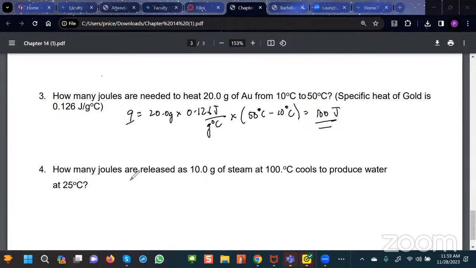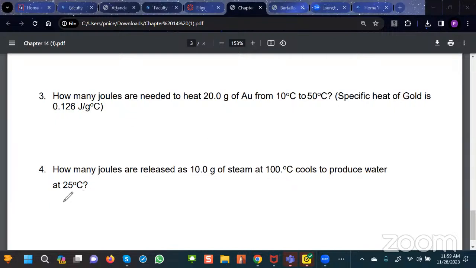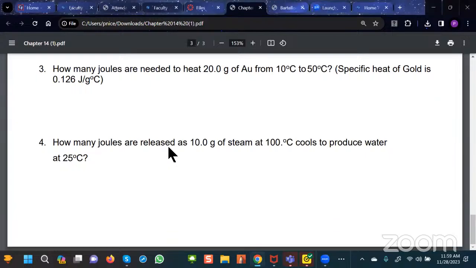Now, for the next one, it says how many joules are released when 10 grams of steam at 100 degrees Celsius cools to produce water at 25 degrees Celsius. So let me clear this. Okay, so if you understood what we did in the last couple of examples in the PowerPoint, then you should be able to do this one.